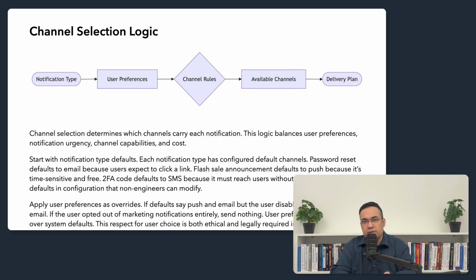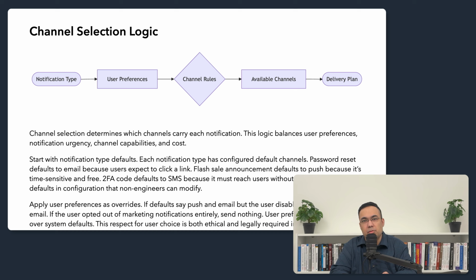Apply the user preferences as overrides. If your defaults say push and email but the user disabled push, you should be only sending email. If the user opted out of marketing notifications entirely, you should be sending absolutely nothing. User preferences always win over system defaults. This respect for user choice is both ethical and legally required in many jurisdictions under GDPR and CAN-SPAM.